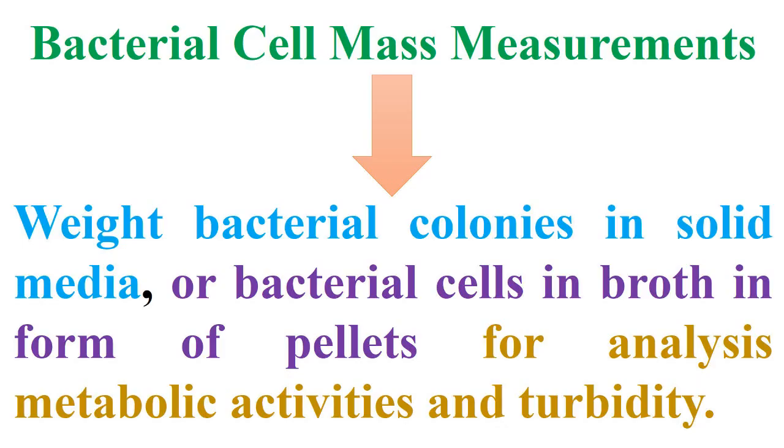On the other side, bacterial cell mass measurements are done by weighing bacterial colonies in solid media, or bacterial cells in broth, in the form of pellets, for analysis of metabolic activities and turbidity, as mentioned in the next slide.